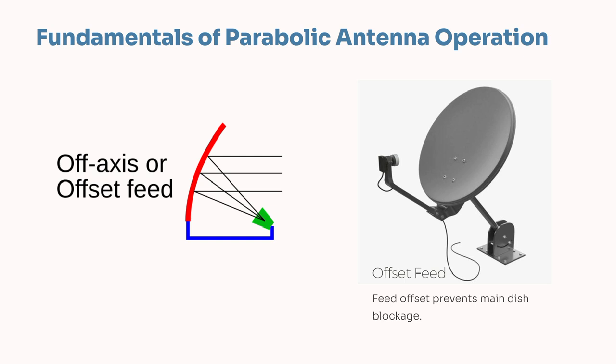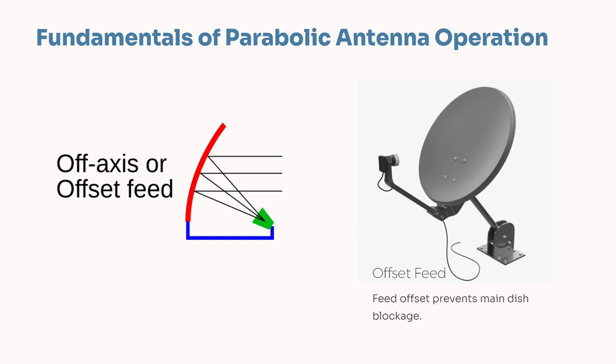Offset feed placement: the feed, indicated by the green arrow, is located to the side of the main reflector, away from the central axis. Incoming parallel rays strike the parabolic reflector, which focuses them towards the offset feed. This placement prevents the feed from obstructing the main reflector, allowing the entire surface area to be used for signal reflection and improving efficiency.